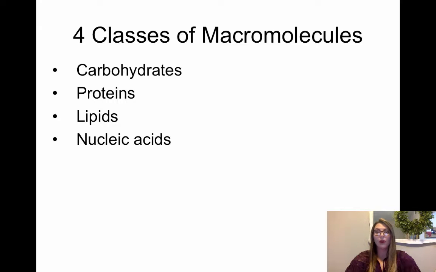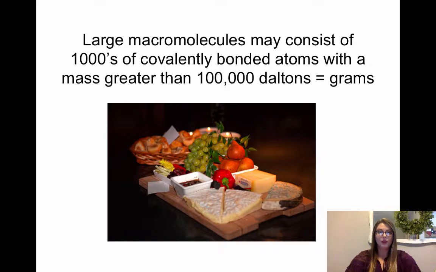Now, the word macro means large. And if you remember, micro means small. So our macromolecules are just two or more micromolecules. So these large macromolecules may consist of thousands of covalently bonded atoms with a mass greater than 100 daltons. And you should remember from the chemistry lecture that daltons are equivalent to grams.